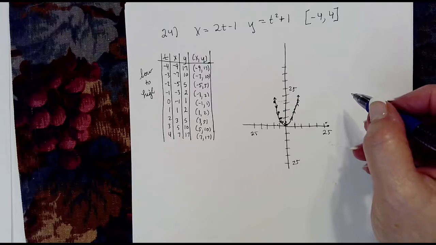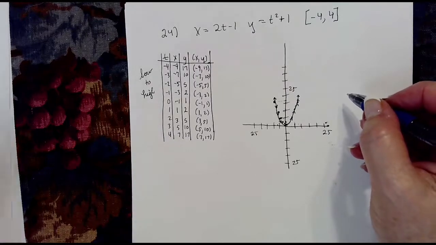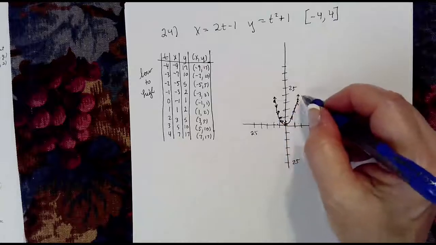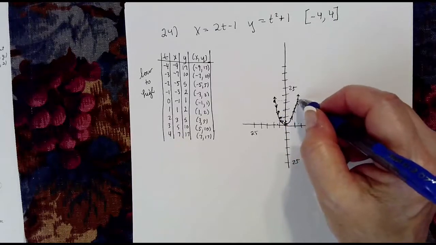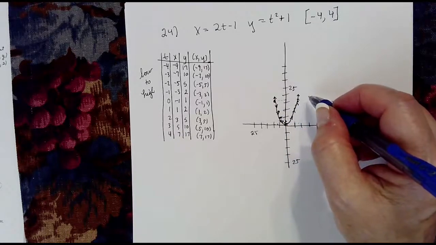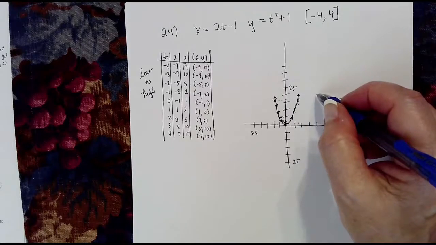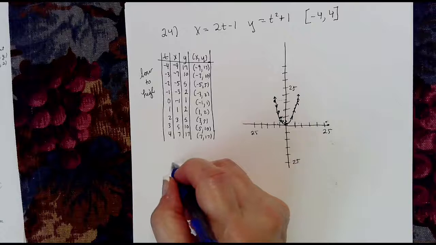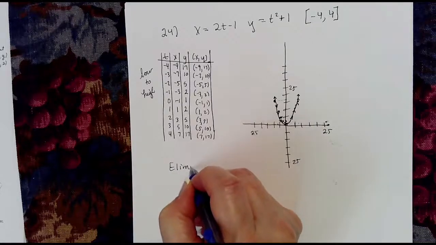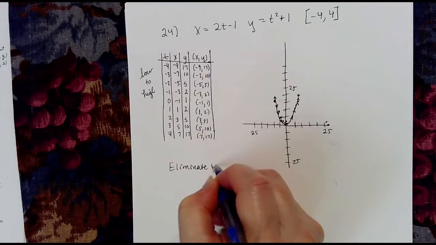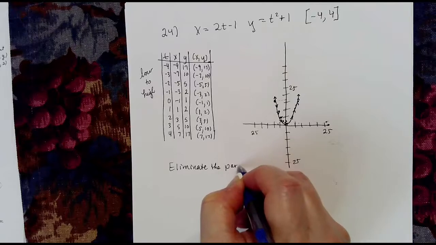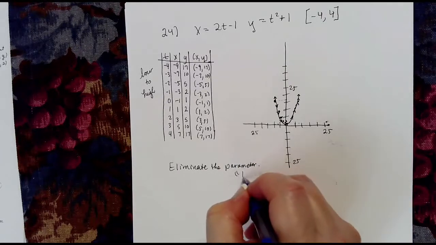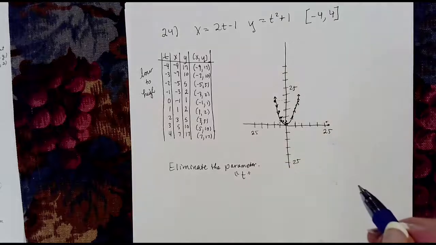Okay, so the next part that it asks us to do, it says, then find a rectangular equation for the curve. So this curve, we know by looking at it, it's going to be a picture of a what? Picture of a parabola, right? So we're going to see if we can come up with the equation of the parabola. So we eliminate the parameter. And the parameter is my t, right? So we're trying to eliminate t.